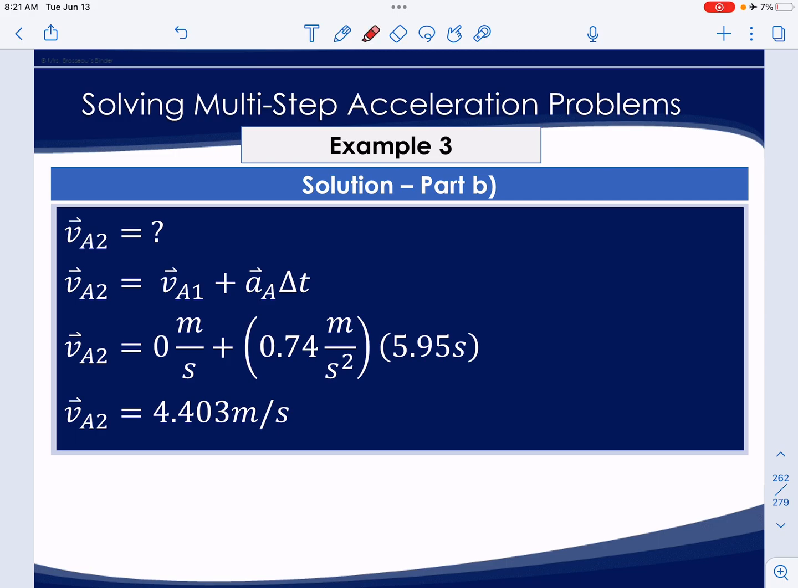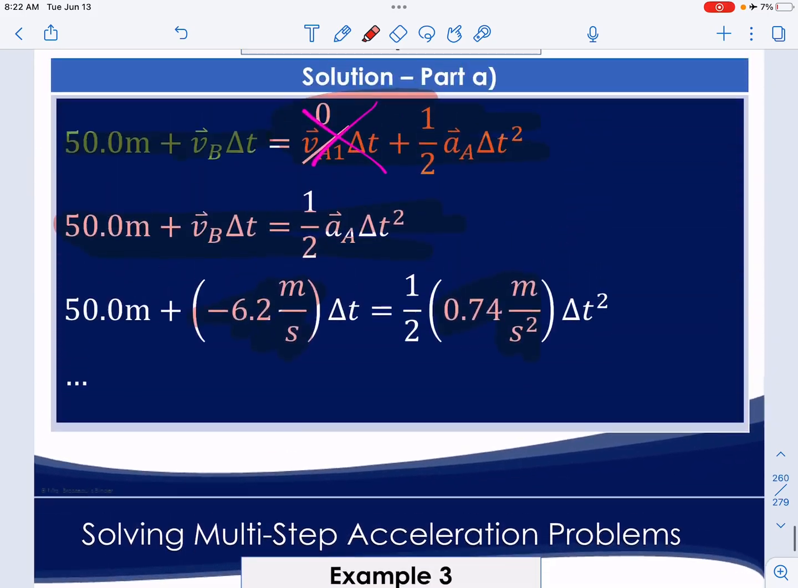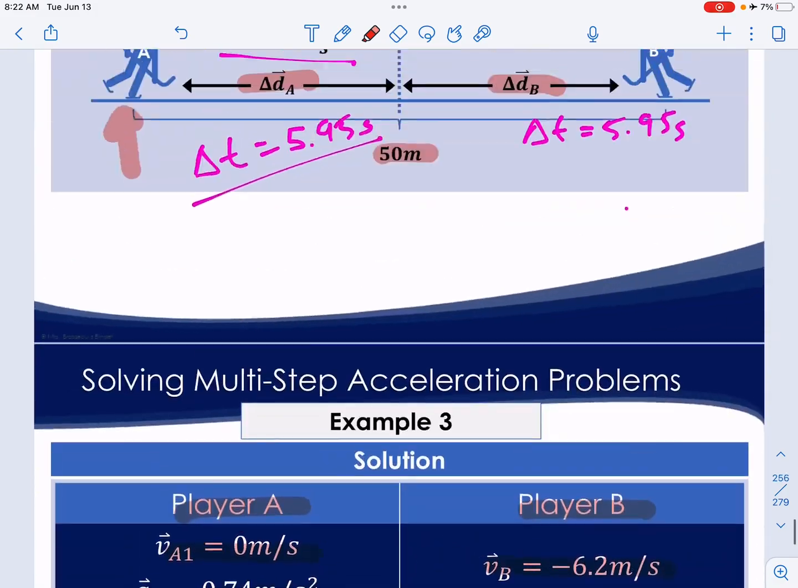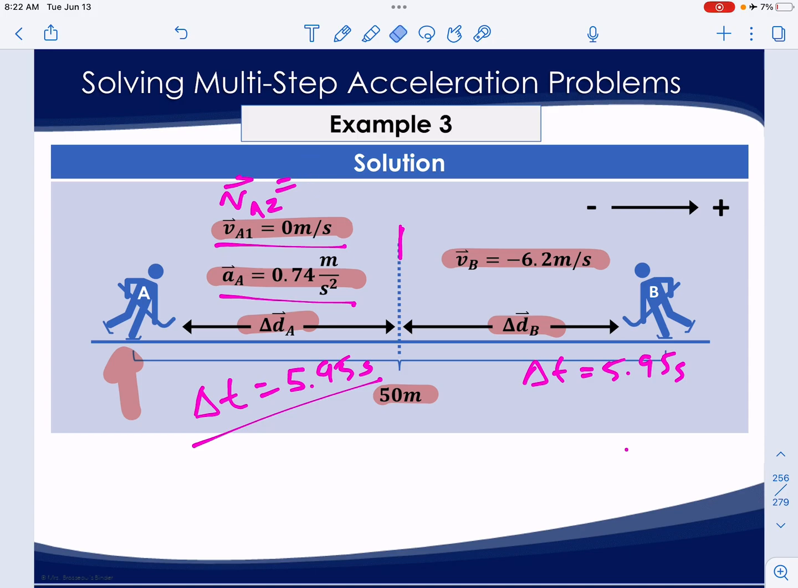So here's our equation, VA2 equals VA1 plus A delta t. We plug in the numbers that we know, and we get VA2 is 4.403 meters per second. Okay? So now we know this is 4.4 meters per second.